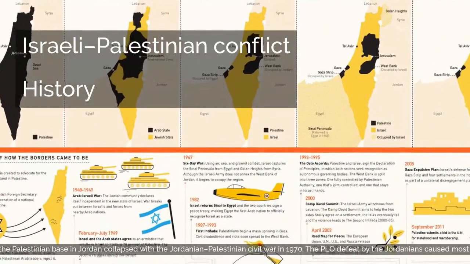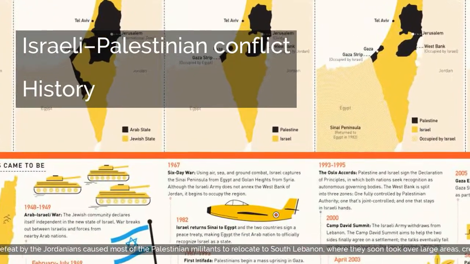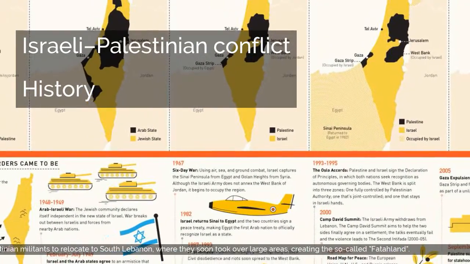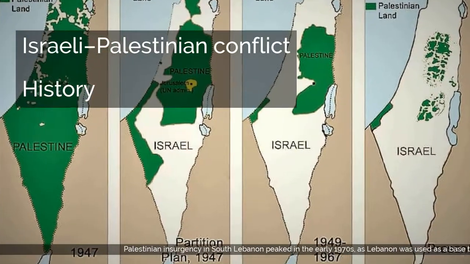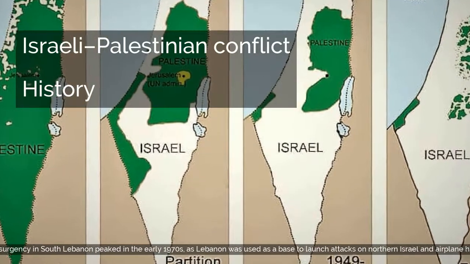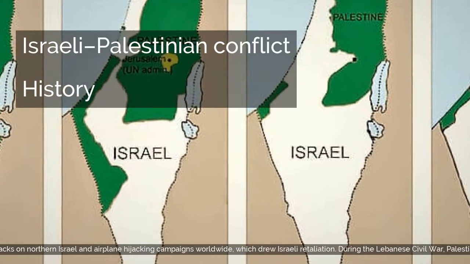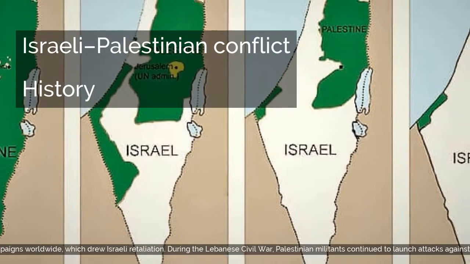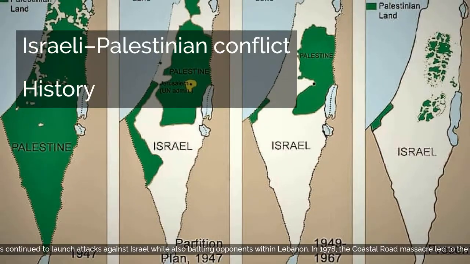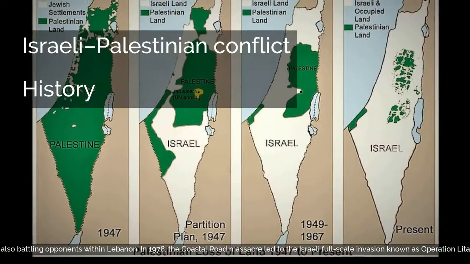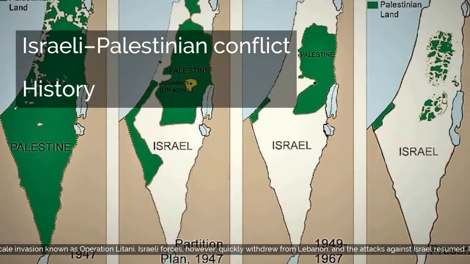The PLO defeat by the Jordanians caused most of the Palestinian militants to relocate to South Lebanon, where they soon took over large areas, creating the so-called Fatahland. Palestinian insurgency in South Lebanon peaked in the early 1970s, as Lebanon was used as a base to launch attacks on northern Israel and airplane hijacking campaigns worldwide, which drew Israeli retaliation. During the Lebanese Civil War, Palestinian militants continued to launch attacks against Israel while also battling opponents within Lebanon. In 1978, the Coastal Road Massacre led to the Israeli full-scale invasion known as Operation Litani. Israeli forces, however, quickly withdrew from Lebanon, and the attacks against Israel resumed.